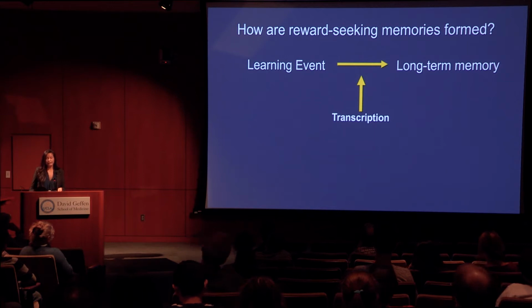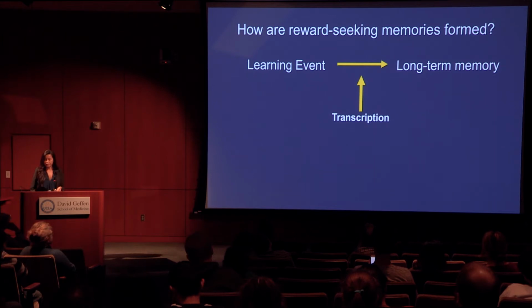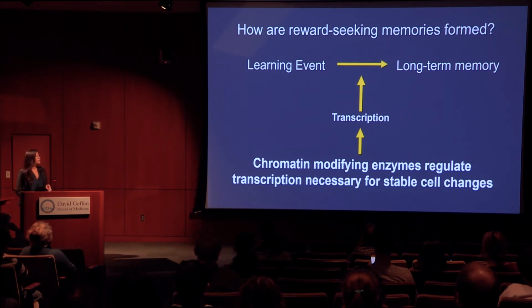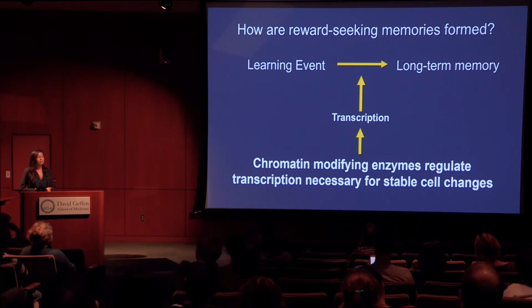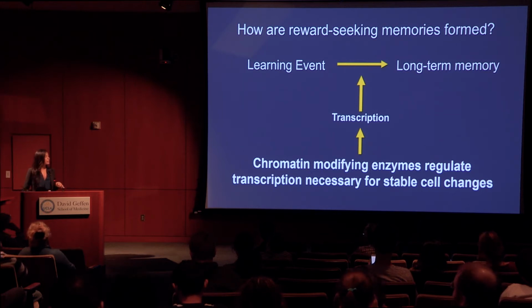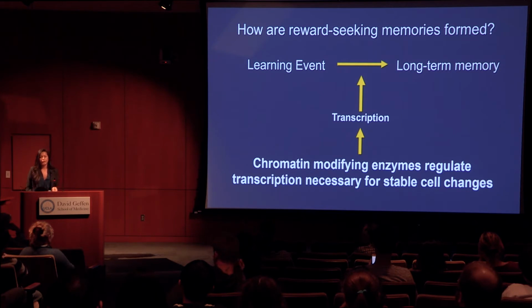And so it's widely accepted that transcription is necessary for any learning event to be stored into long-term memory. But transcription doesn't just occur on naked DNA, it actually occurs in the context of chromatin, which is regulated by chromatin modifying enzymes, which then regulate the transcription that's necessary for stable cell changes, or what the yeast literature describes as cellular memory. And these very stable changes are thought to underlie the stable changes that are required for long-term memories, or at least that's one of the reasons why we started looking at the role of these mechanisms in long-term memory.